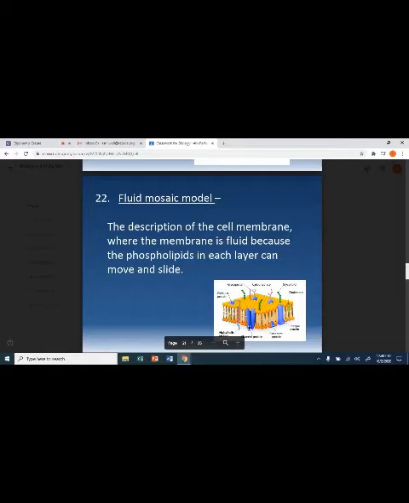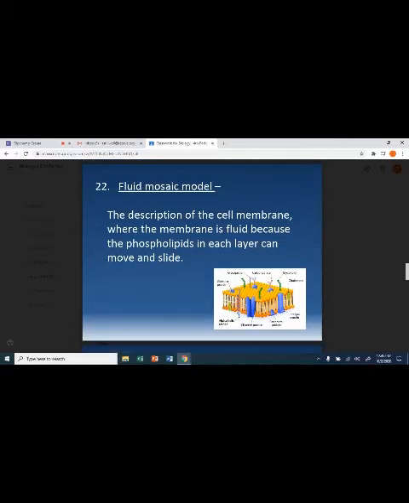Fluid mosaic model is the description of the cell membrane when the membrane is fluid, because the phospholipids in each layer can move and slide. Not fluid as in liquid like pouring water. Fluid as in it's constantly moving and smooth, gliding around each other. I'm going to have a video posted in Google Classroom, and I'll probably show you in class, where it helps show how these proteins and phospholipids are moving around each other.